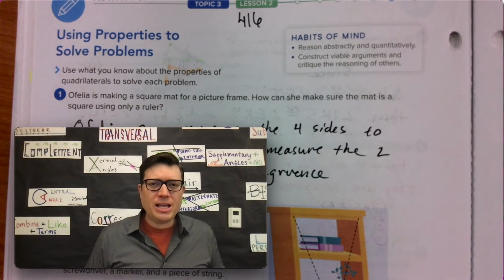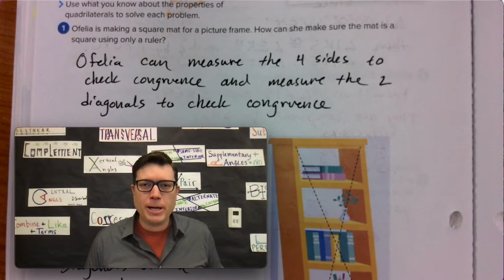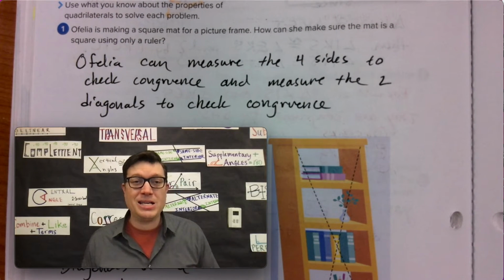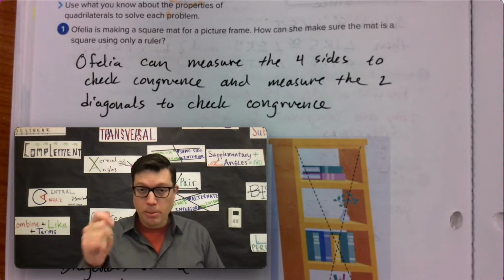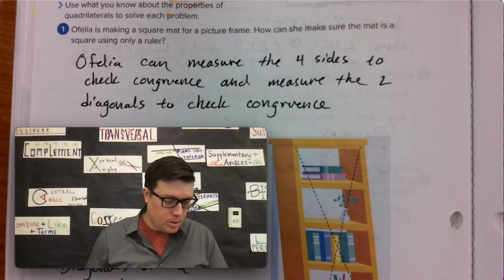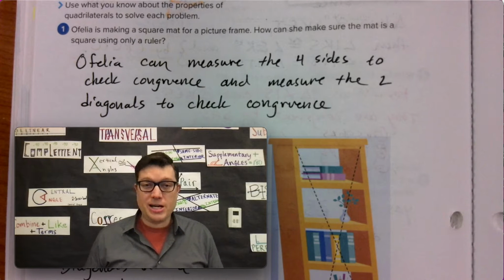Here we go. Ophelia is making a square mat for a picture frame. How can she make sure the mat is a square using only a ruler? Pause, right? Here I say it. Ophelia can measure the 4 sides to check they are congruent.